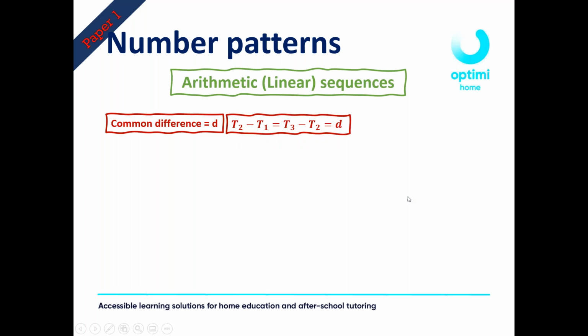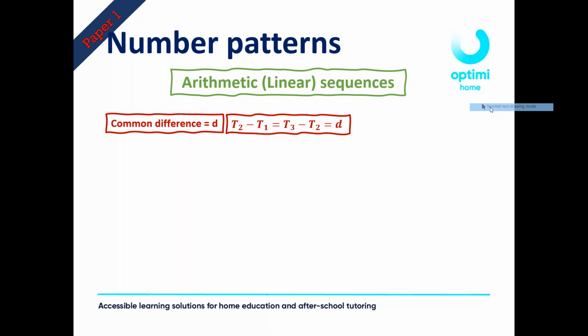That is when I take my second term, and I subtract my first term. The answer that I get will be the same as if I take my third term and subtract my second term. Do you see the difference? That is why we're subtracting. And common means that the answers that we get are the same. So we have a common difference, and the symbol that we use to indicate that is D.